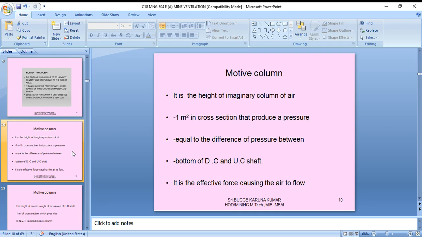So the motive column can be measured by the area of the column, one meter square cross-sectional area. The difference between the DC and UC shafts, that pressure, is the motive column. So depending upon the motive column, the air moves from one side to the other.